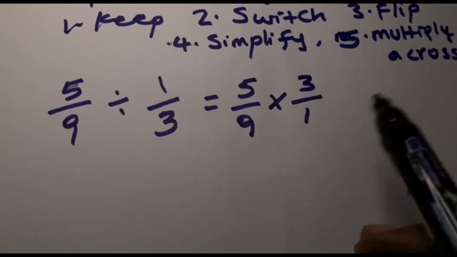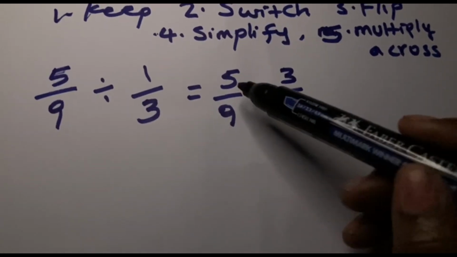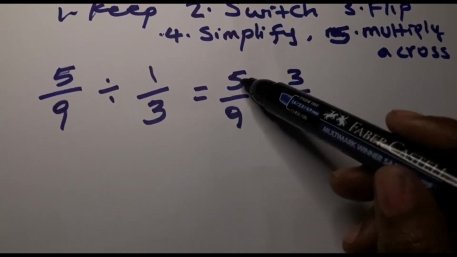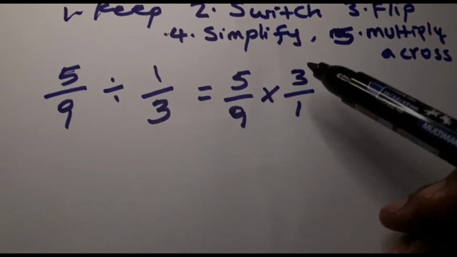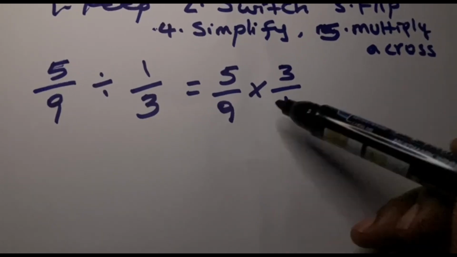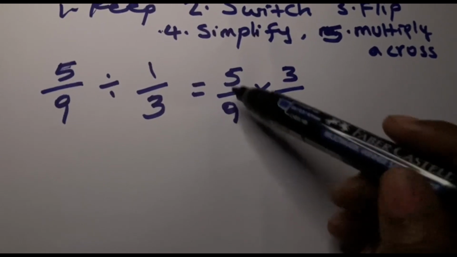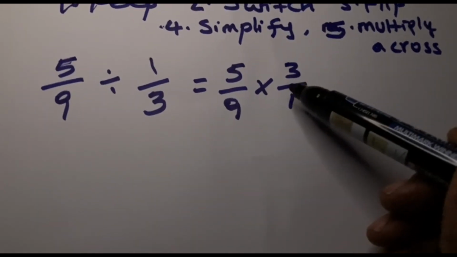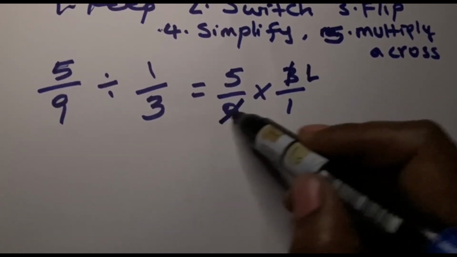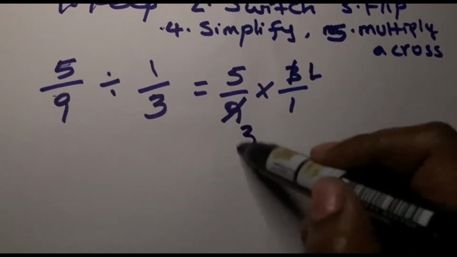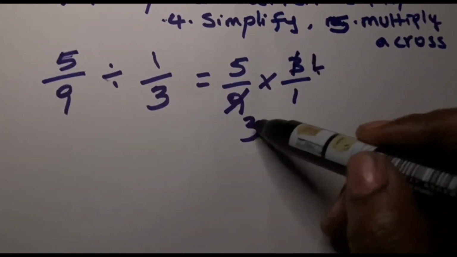Then 4, simplify. Let's find if we can simplify. Is there any common factor between 5 and 9? No. Between 3 and 1? No. Any number can be divided by 1, so 1 is common for any number. Do we have 5 and 1? No. It's 9 and 3, yes. 3 can be divided by 3, that's 1 time, and 9 by 3 is 3 times.